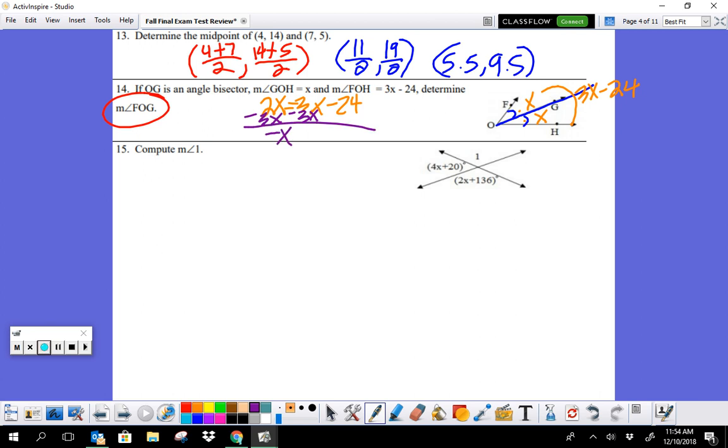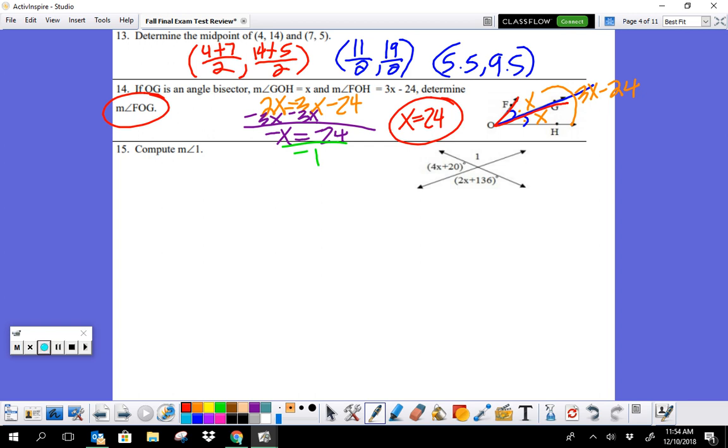That gets me negative X equals negative 24. Divide by negative 1, and you get X as 24. But again, we need to read what the question's asking. It says determine FG. Okay, so FG, just this little spot. And we said that's just X, so this one's easy. That means X is 24. FG is 24.